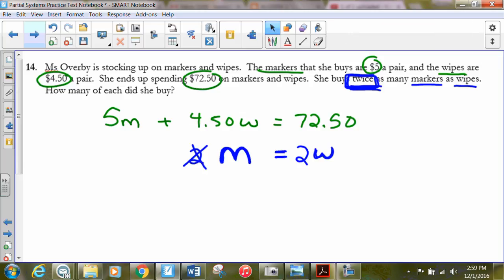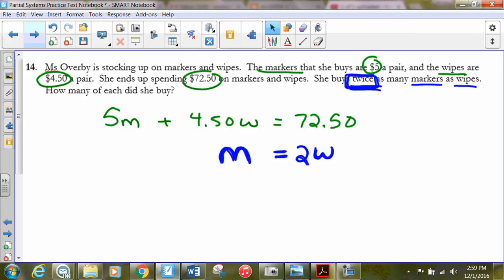To make the number of markers I buy equal to the number of wipes I buy, I have to multiply wipes by 2 because the amount of markers I buy is twice as much as the amount of wipes I buy. All right, I hope that helps because most people want to put the 2 in front of the M, and that is just not going to work.